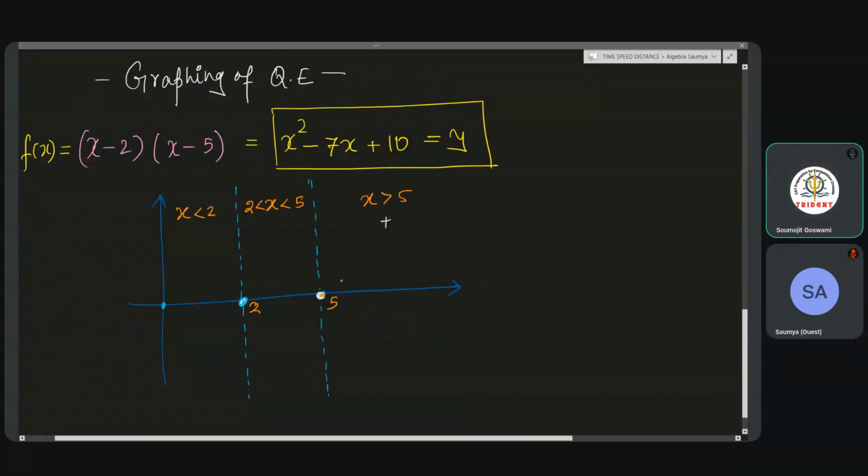You substitute the value of 6 or 7 into the equation, x minus 2, x minus 5, you will get that 6 minus 5 is positive, and 6 minus 2 this time around is also positive. So what does that mean, Soumya? That if I take any point beyond 5, everything is positive. That means the curve is always going to be positive. It is always going to be in the upward x axis domain.